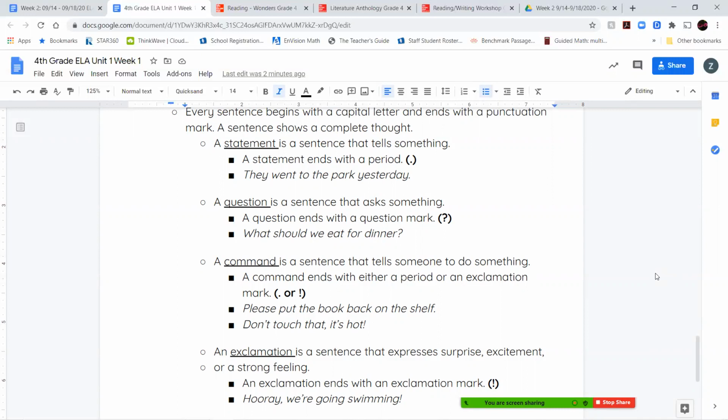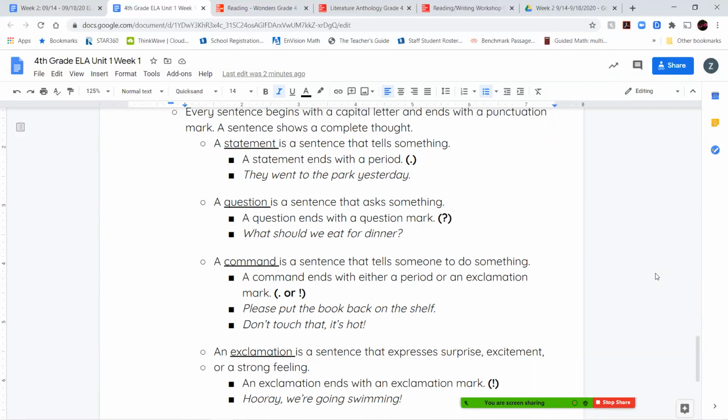Now, the third kind of sentence we're going to talk about is a command. A command tells someone to do something. So a command will end with either a period or an exclamation mark. It can be either one depending on what's being said. So in order for it to be a command, you have to be telling someone to do something. Please put the book back on the shelf. Finish your homework before you go outside to play. Put away your shoes. You're giving a command. You're giving someone an order. You're telling them to do something. That's when it ends with a period. You can also have it end with an exclamation mark.